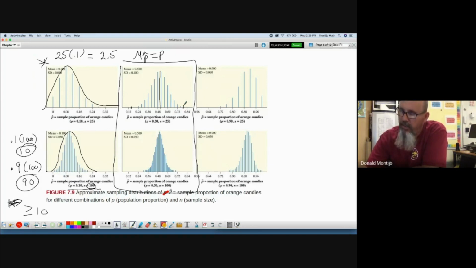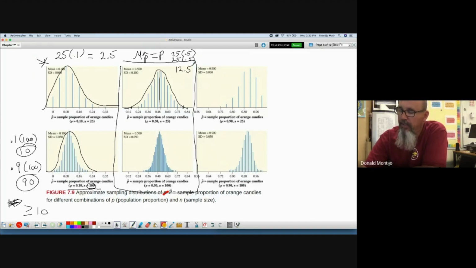Now, does it appear to be approximately normal? It does look normal. Why did that work? Because n times p, in this case n was 25, times p, 0.5, and n times 1 minus p, in this case 1 minus p is also 0.5. Both of those are equal to 12.5, which is greater than 10. Therefore, we know the data is going to be approximately normal.